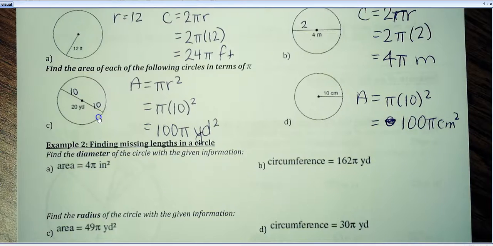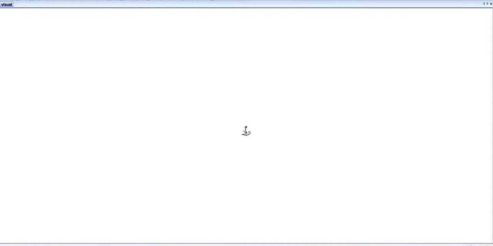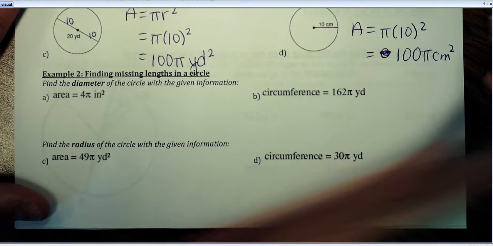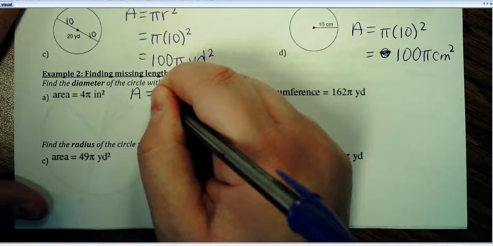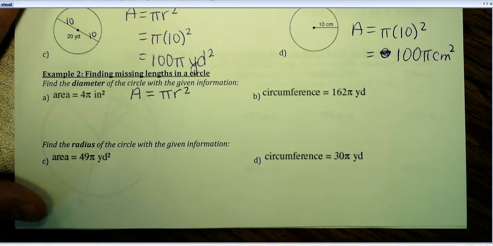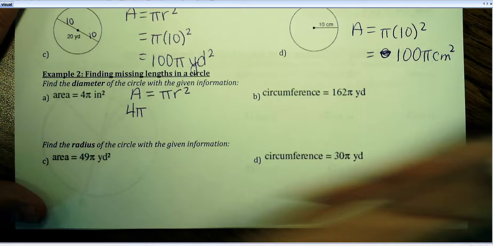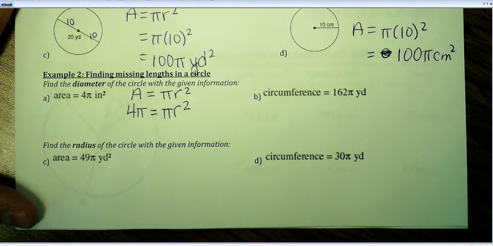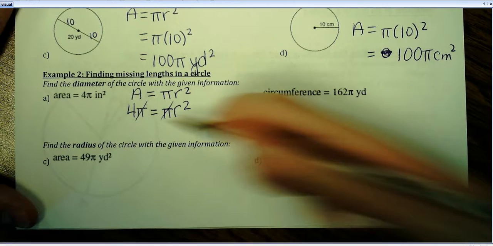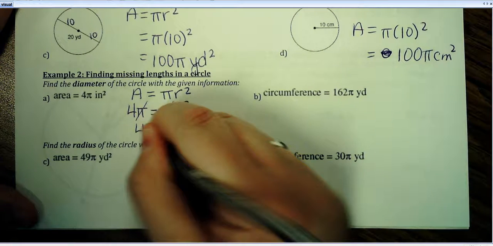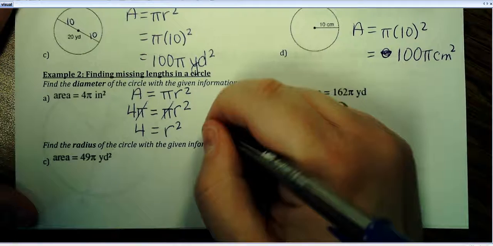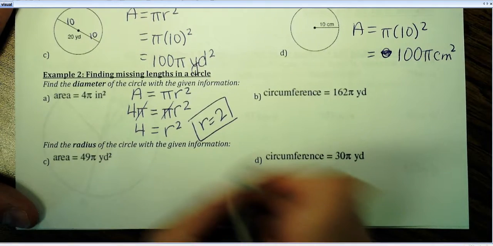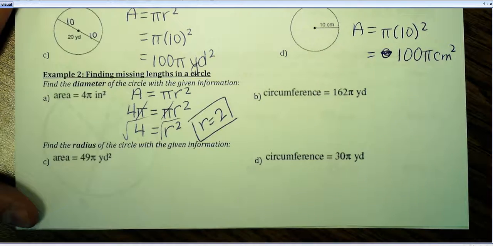Alright, now we're going to give you area or circumference and ask you to find either the diameter or the radius of the circle. So this is kind of working backwards. Area is pi times the radius squared. So I know the area is 4 pi, and so I'm going to set that equal to the area formula. If you were to divide both sides by pi, that actually cancels out. So 4 is the radius squared. We would need to take a square root there, so the radius would be 2. So let's get rid of the squared by taking a square root.